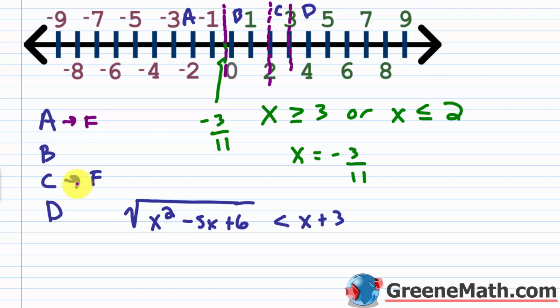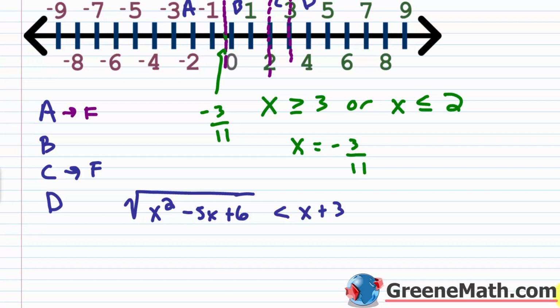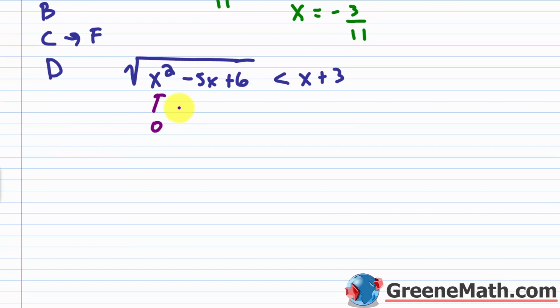Okay, what about things in interval B? So this is between -3/11 and, again, 2. So let's think about the number 0. That's easy to work with. So let's go ahead and plug that in for x. So 0 squared is 0. Then -5 times 0 is 0. So you basically just have the square root of 6 there. And that's less than 0 plus 3, which is 3. So the square root of 6 is about 2.45, so that's going to be less than 3. So values in interval B are going to work.